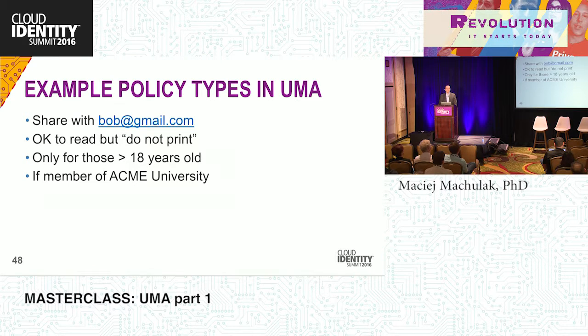And what are the policy types in UMA? You can share a resource with a specific person based on their identifier, but you don't have to stick to a particular domain. You can just share it with someone who can prove that they hold this particular email address. Or you can define a policy where you request a promissory statement that if someone accesses your photos, they won't print them. Or you may require a third-party asserted claim that a person is over 18 years old or is a member of a particular university.